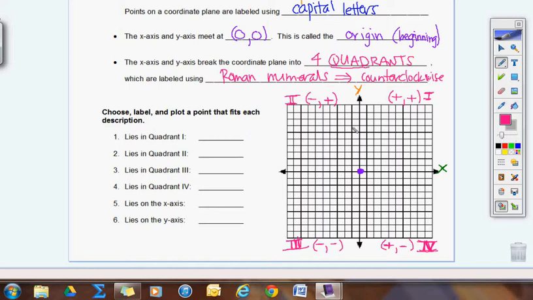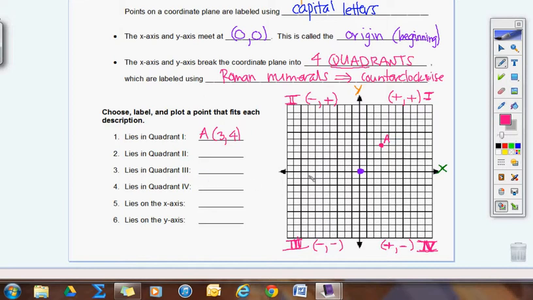If it lies in quadrant 1, we need a positive x and a positive y. So for example, I'm going to plot the point (3, 4). That's in quadrant 1. So from the origin, I would go to the right 1, 2, 3, and then up 1, 2, 3, 4. And that is the point (3, 4). Let's label that with the capital letter A, to say that that is point A.